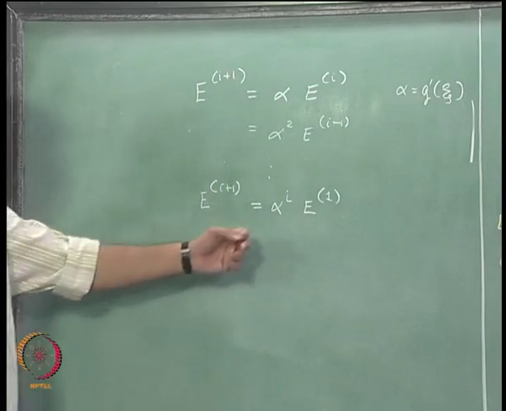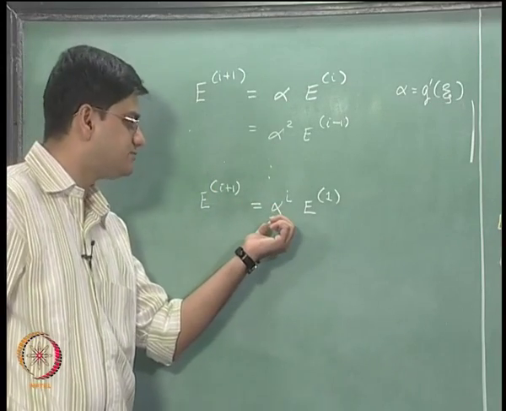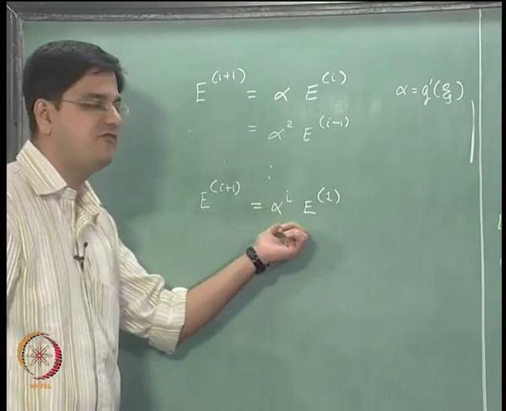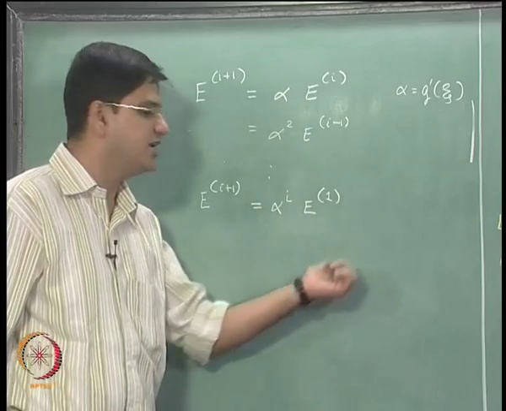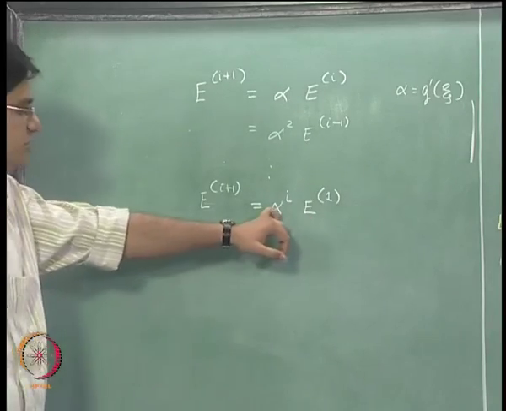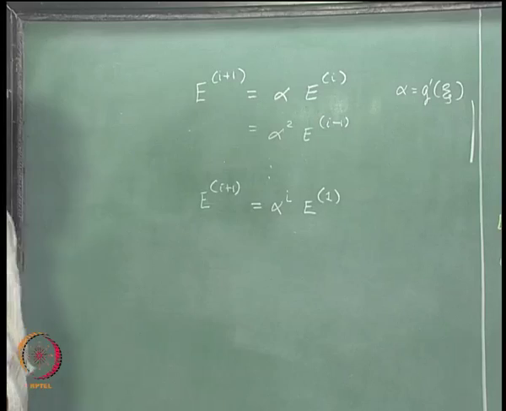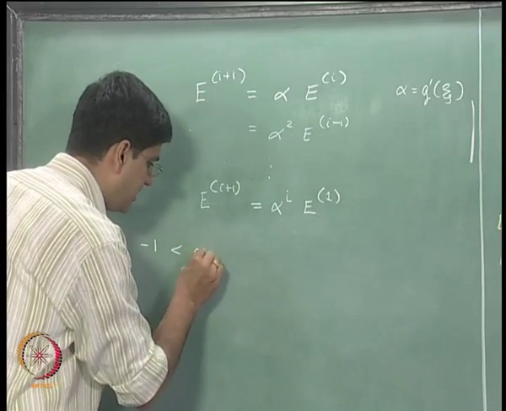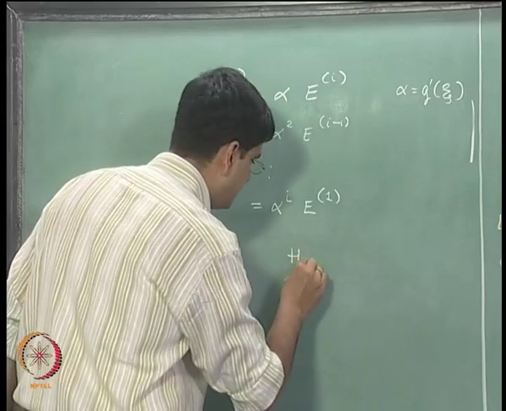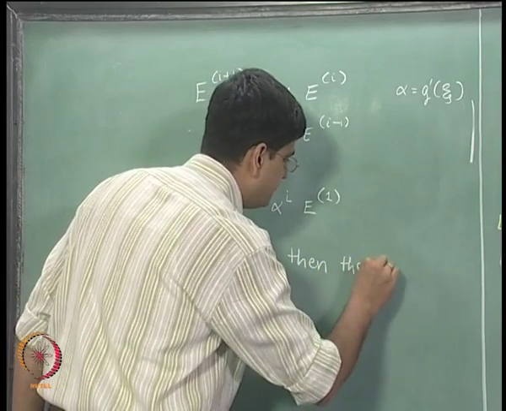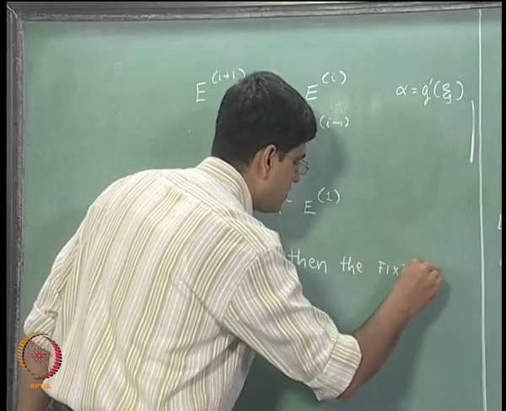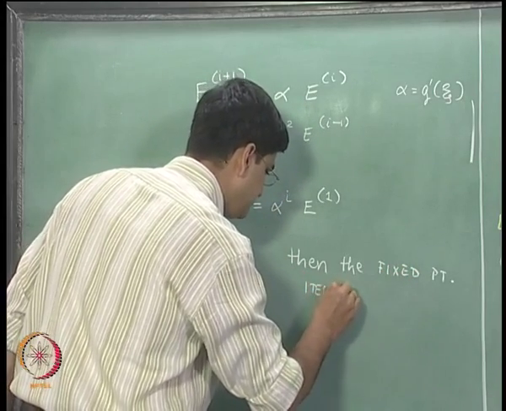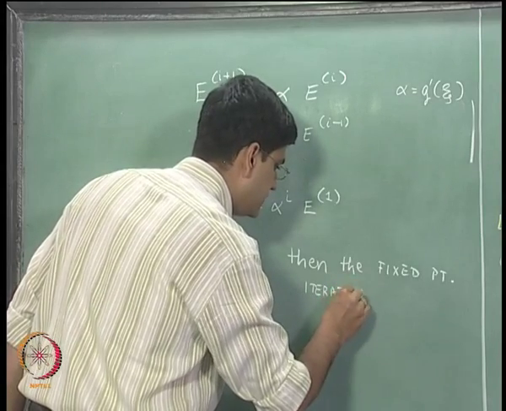Okay. Now if this particular value alpha lies between minus 1 and plus 1, alpha to the power i decreases continuously, and as i tends to infinity, alpha to the power i is going to become equal to 0. Okay. So if minus 1 is less than alpha less than 1, then the fixed point iteration converges.